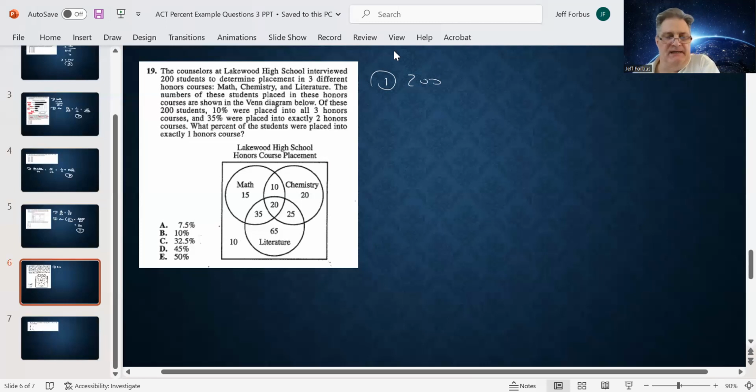So the students that are in exactly 1 honors course are going to be the students that aren't in the overlap. So 15, 65, and 20. Let's take the 20, the 15, and the 65 and total them. So that's going to be 7 and 3 is 10, 100. So there's 100 right there.